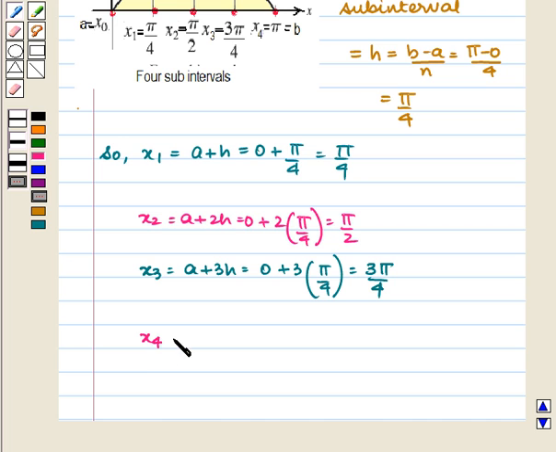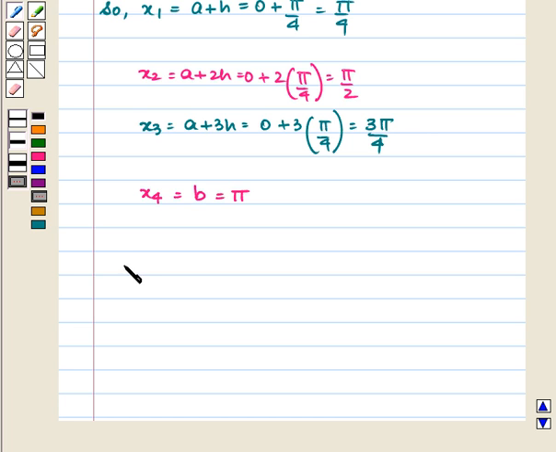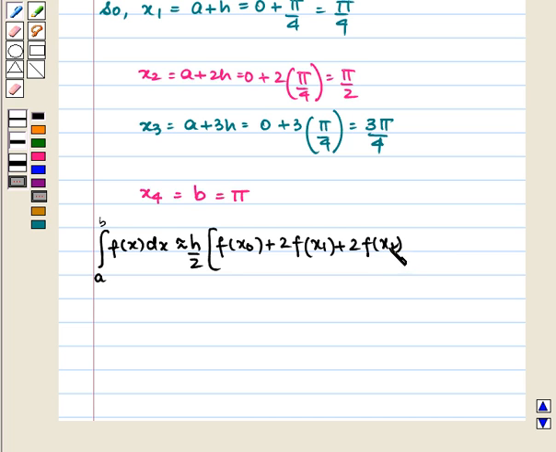x4 is equal to b, which is equal to pi. We know that the trapezoidal rule says that the integral from a to b of f of x dx is approximately equal to h by 2 into f of x naught plus twice f of x1 plus twice f of x2 plus twice f of x3 plus so on plus twice f of xn minus 1 plus f of xn.